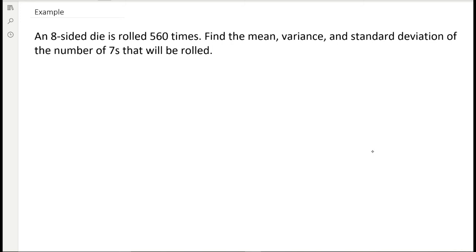An 8-sided die is rolled 560 times. Find the mean, variance, and standard deviation of the number of 7s that will be rolled. So if we want the mean, remember the symbol for the mean is mu in this case. We're looking at population mean. The symbol for variance is sigma squared, and then standard deviation is sigma, just lowercase sigma.